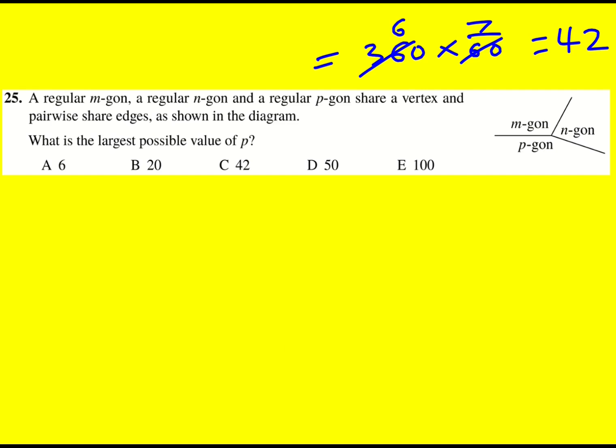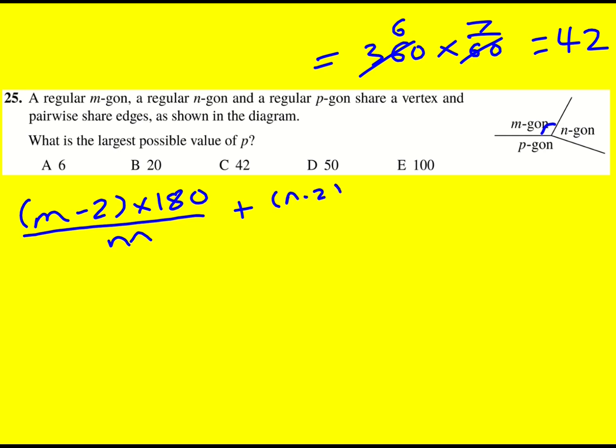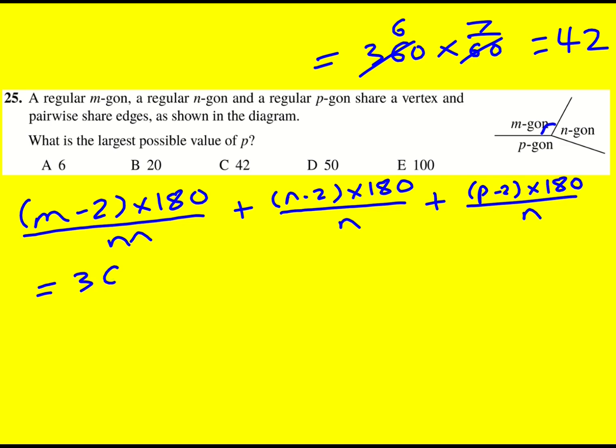So method two is to work algebraically in terms of the interior angles. So let's look at the interior angles around a point. It's going to be the number of sides minus 2, times 180, divided by the number of sides. That will be this angle here. And if I add it on to the other polygons, very similar, then this is clearly going to be 360.